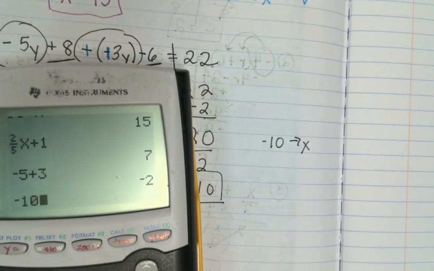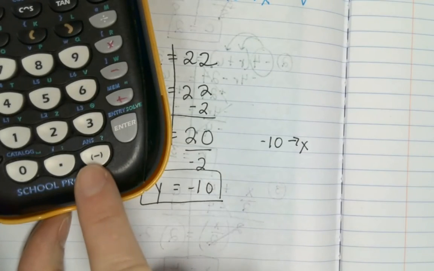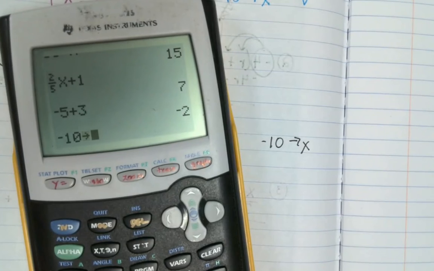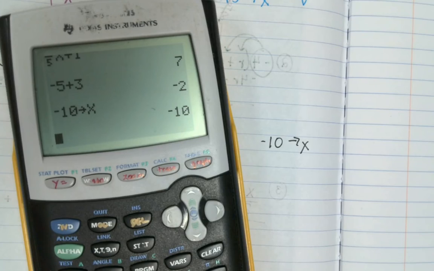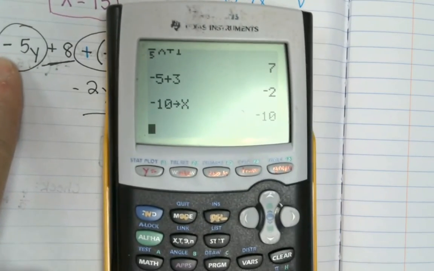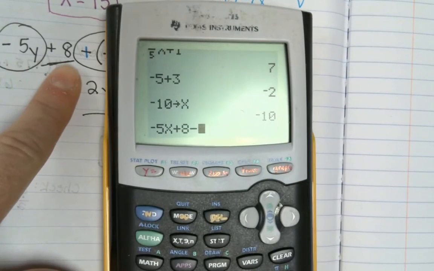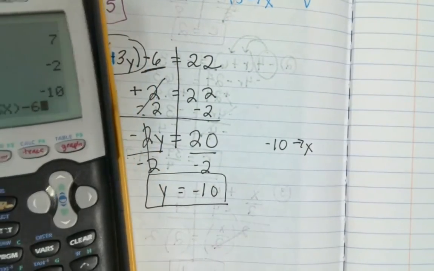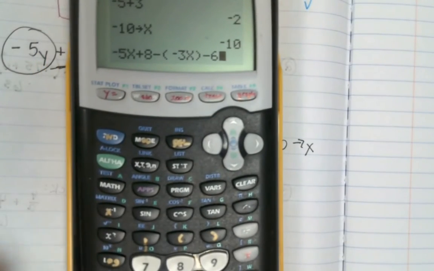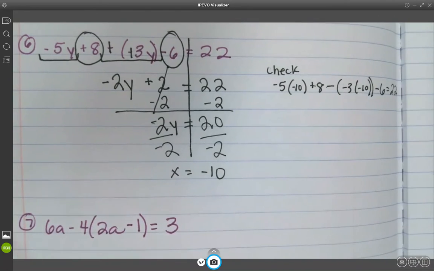So -10. Make sure you use the negative button down here. Don't use minus. We're saying -10 store x. And then do your equation. -5x plus 8 minus parentheses -3x parentheses minus 6. And it equals 20. Let's go to our last example.